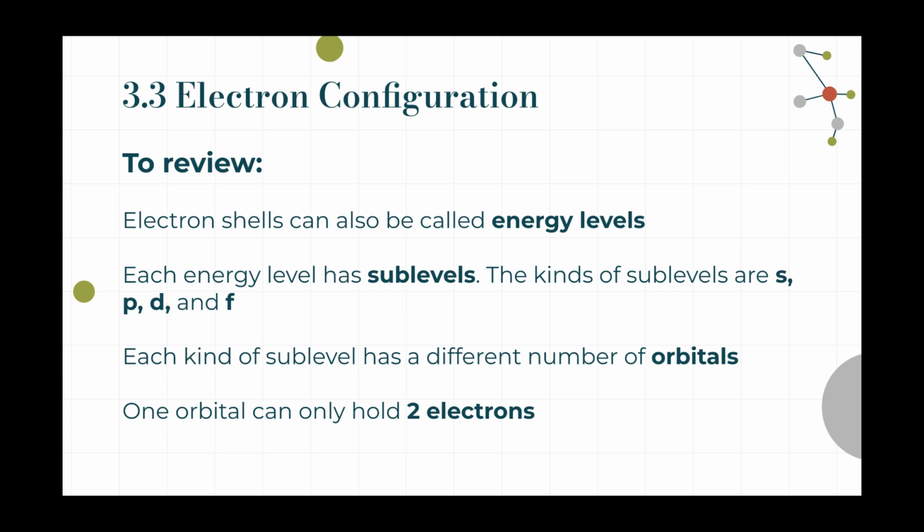Okay, so let's review a little bit. Electron shells can also be called energy levels, and each energy level has sublevels. These sublevels are called S, P, D, and F. Each kind of sublevel has a different number of orbitals, and each orbital can hold 2 electrons.